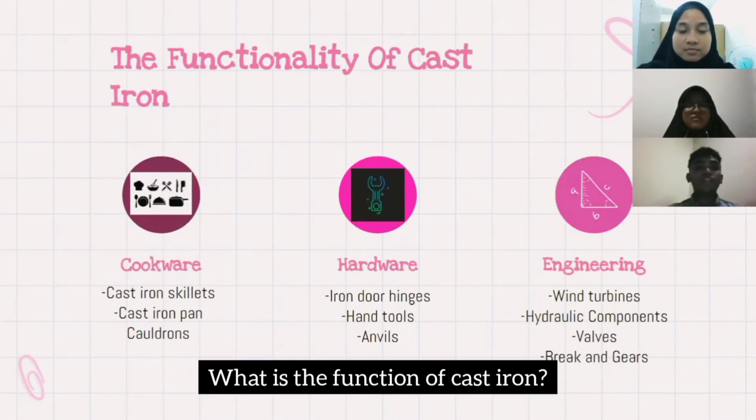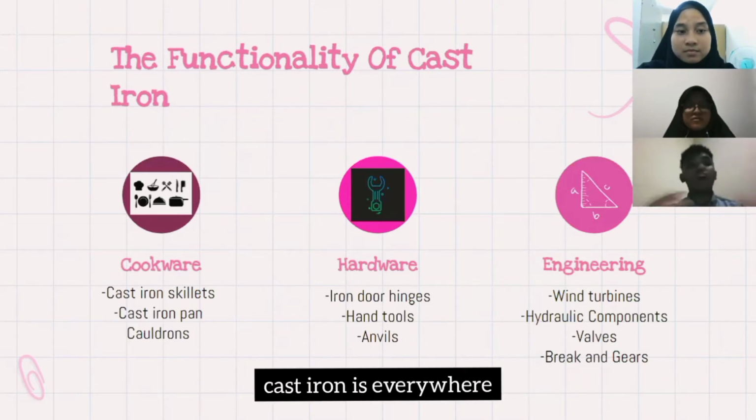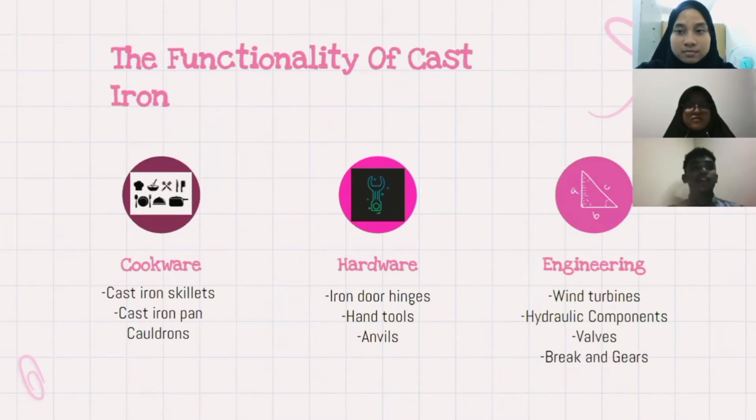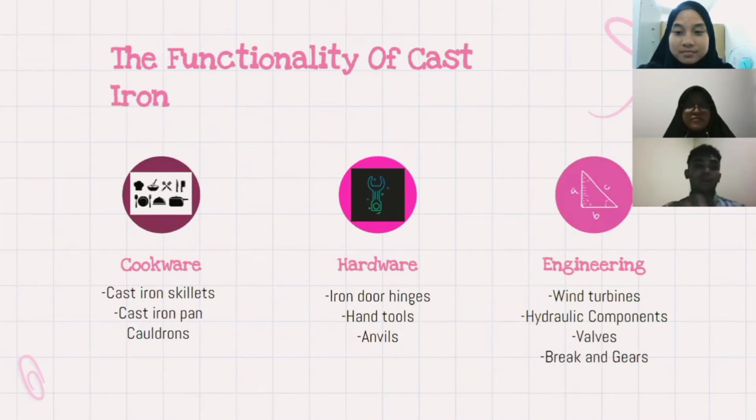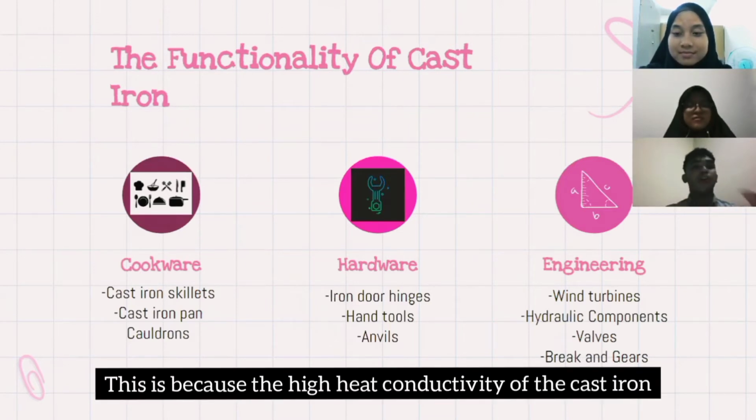Now, what is the function of cast iron? Cast iron is everywhere. We see it every day. It is so widely used in our industry today, such as cooking, hardware, or engineering. From the cookware perspective, cast iron is used to make cast iron skillets and pans today. But in the old days, traditional Chinese people would use cast iron to make cauldrons, to make potions or cook. This is because of the high heat conductivity of cast iron.